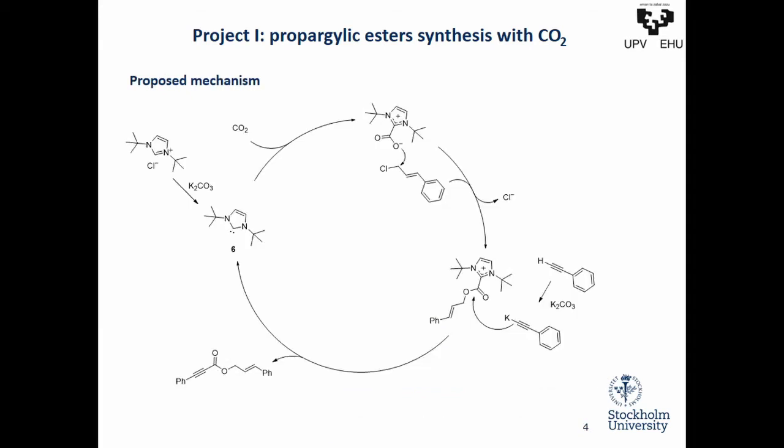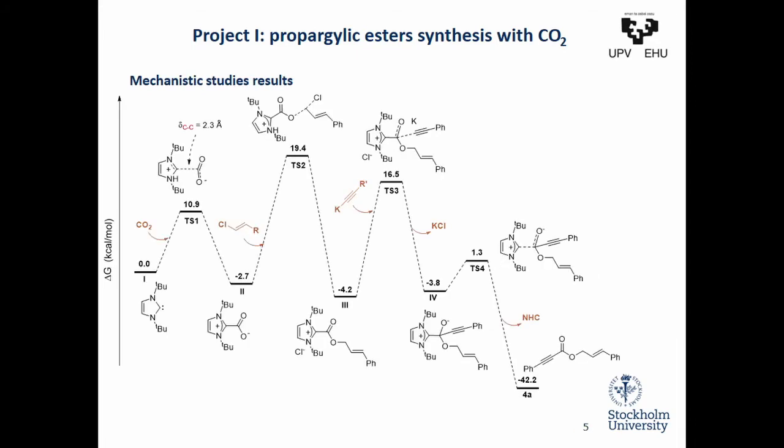So they propose us a mechanism starting from the formation of the adduct between NHC and CO2, then followed by the reaction with the chloride moiety, followed by the reaction of the alkene, and then the release of the NHC to form the product. So after DFT studies, we obtain those results starting from the adduct formation with CO2, that is formed quickly with an activation energy of almost 11 kilocal. We can notice that the product is lower in energy than the starting material, so it can be possibly isolated.